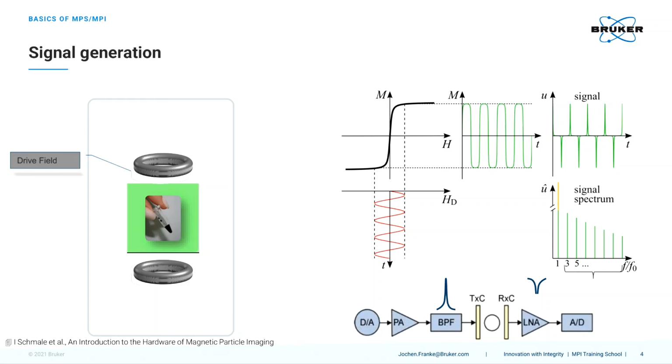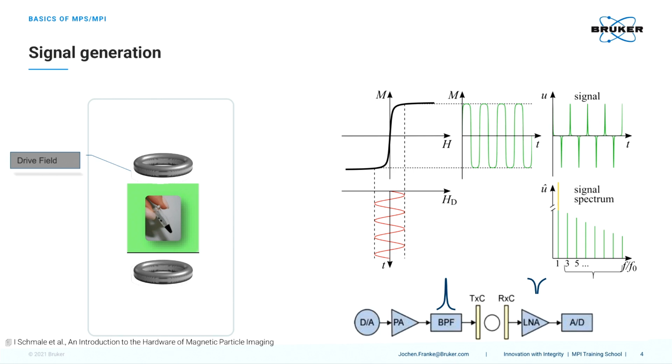All right, so signal generation. What do we do with the magnetic particles? These we are exciting with an oscillating magnetic field, which is given here in different color codes. The excitation is provided by the so-called drive field. This is the oscillating magnetic field over time, the drive field. And now what we are doing, we drive the magnetization of the particles into saturation.